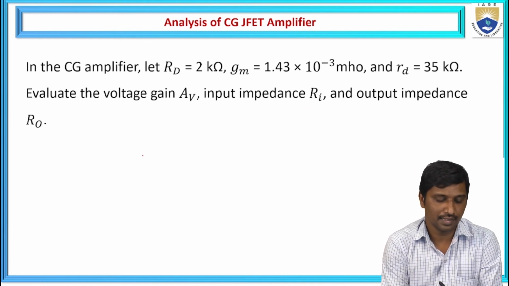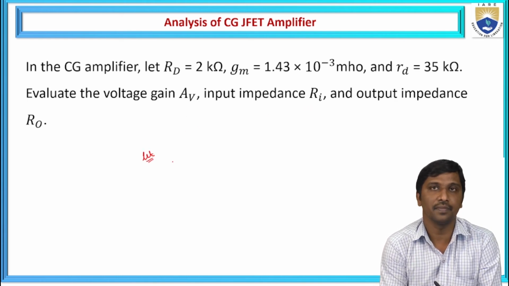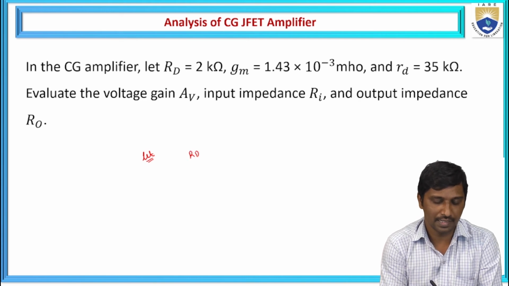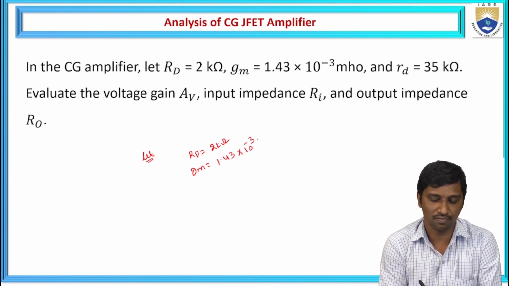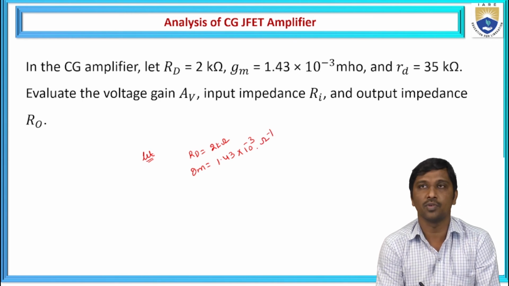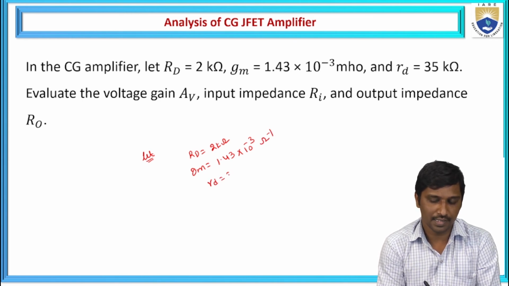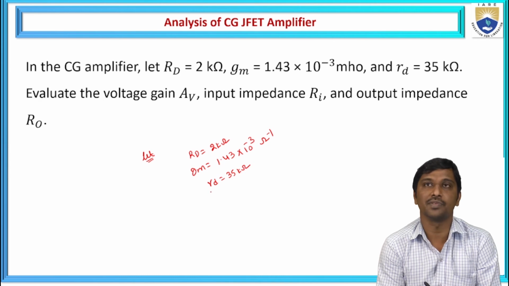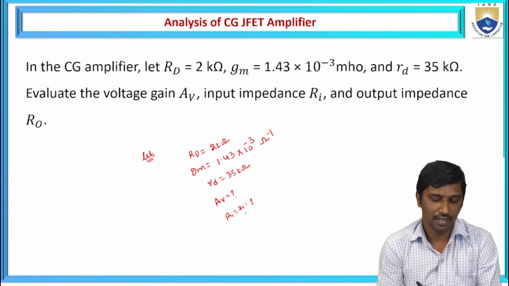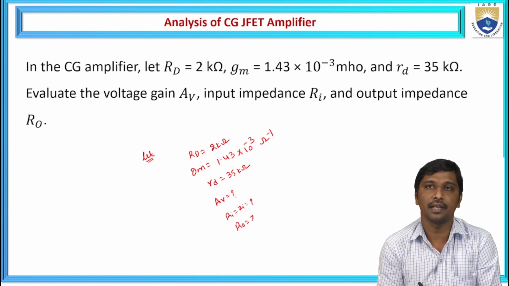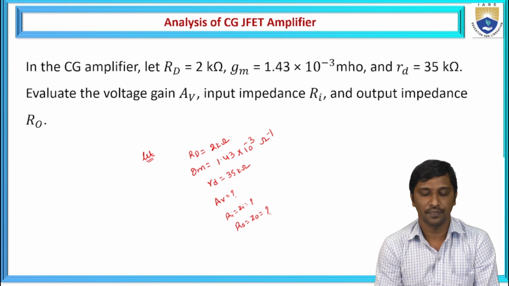So for this case, let us consider what is given here. They gave the external resistance RD as 2 kilo ohms, the transconductance gm as 1.43 into 10 to the power of minus 3 ohm inverse or mho, and the internal drain resistance as 35 kilo ohms. Now we need to calculate the voltage gain, as well as Ri or Zi, and similarly either R0 or Z0.